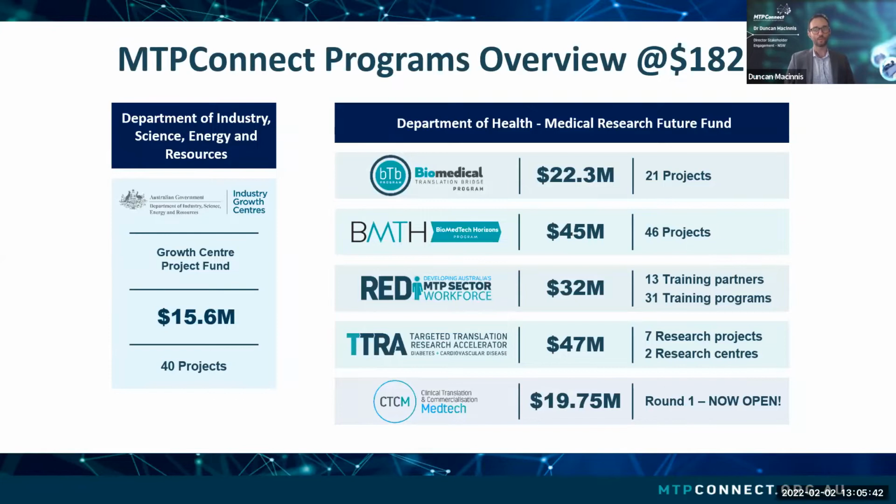Since 2015, we've been successful in being awarded a number of MRFF programs and also deployed $15.6 million worth of growth centre funding across 40 projects. The projects you can see here, the Biomedical Translation Bridge, which will be familiar to many people on this call, and the Biomedtech Horizons, support 21 and 46 projects respectively. The TTRA, which is the Targeted Translation Research Accelerator, recently announced the award of the two research centres, one focused on cardiovascular disease and one on diabetes, as well as seven research projects.